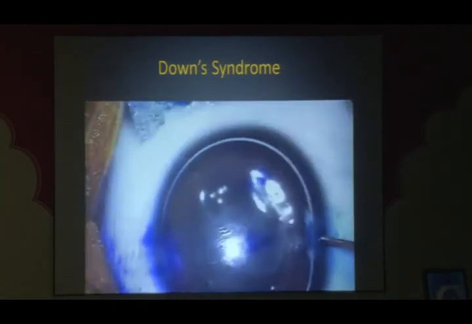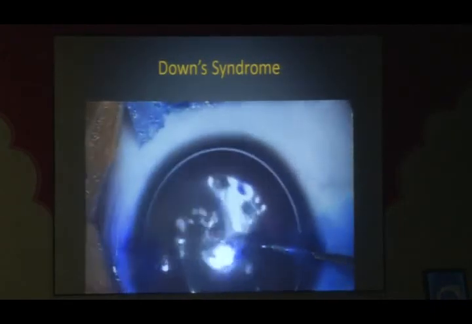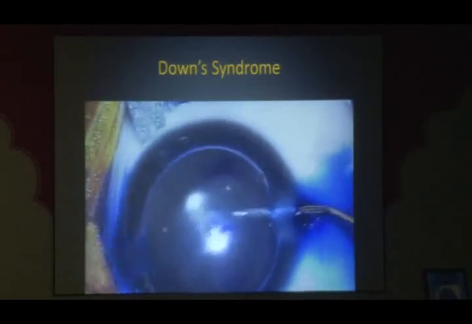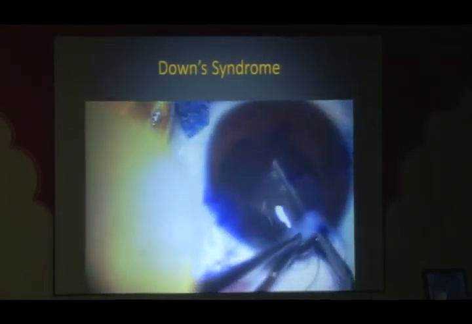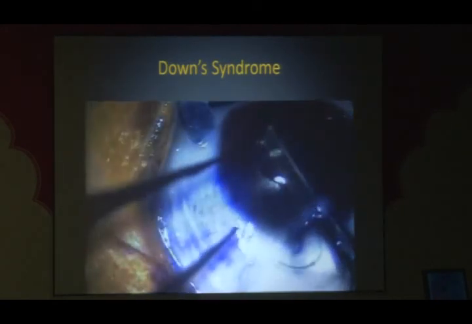More air bubble, because now I'm going to stain the posterior capsule. The lens is not in the eye, but I'm staining it. Again, I want the best visualization. Yes, we'll put in that three-piece lens. In this case, it's in the bag.